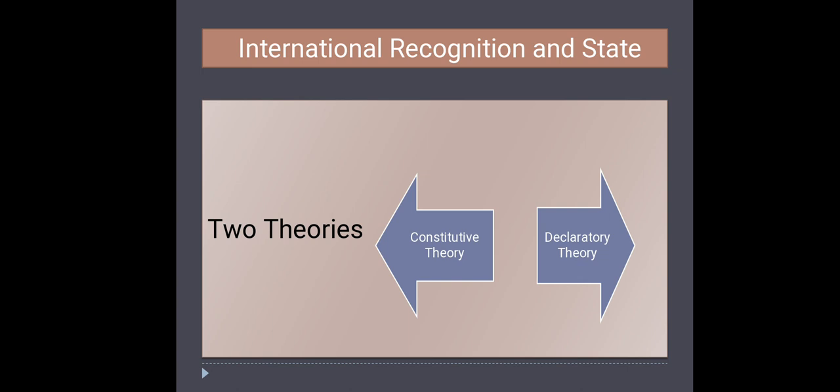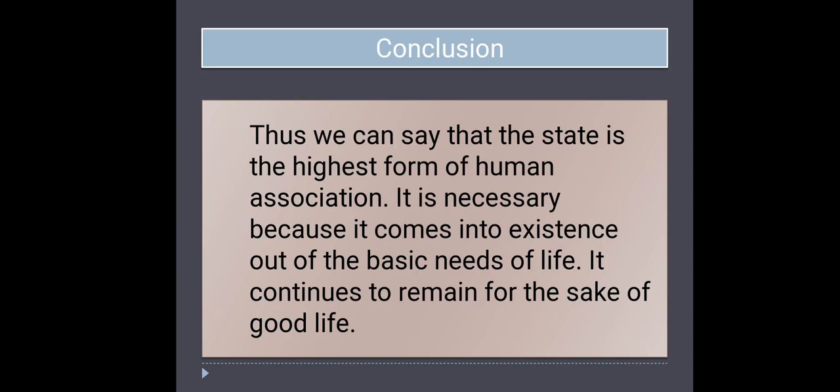This post-UN era tried to put the system of states in a reasonable, ordered fashion, so that a global political system can be established, a system based on the participation of all the members. So, in conclusion, I would like to say that the state is the highest form of human association. It is necessary because it comes into existence out of the basic needs of life. It continues to remain for the sake of good life.